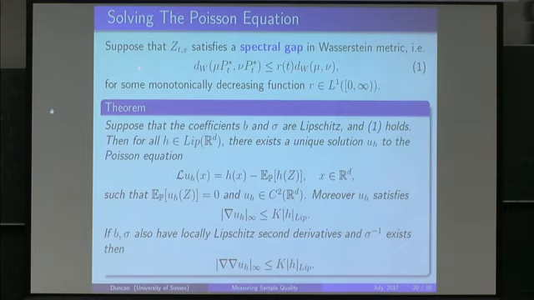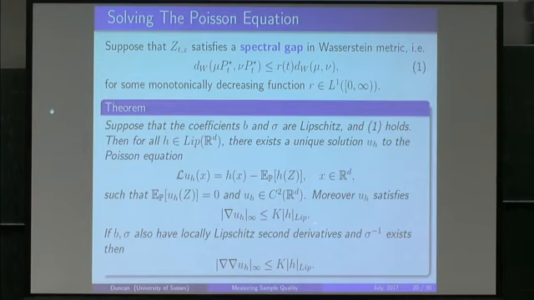And if that condition holds, then we have this result, which basically says that if we take a function h, there exists a unique function u_h to the Poisson equation, such that the solution has mean 0, and u is sufficiently smooth.